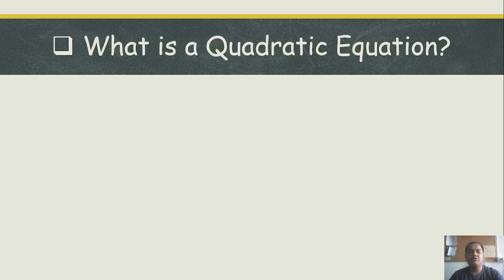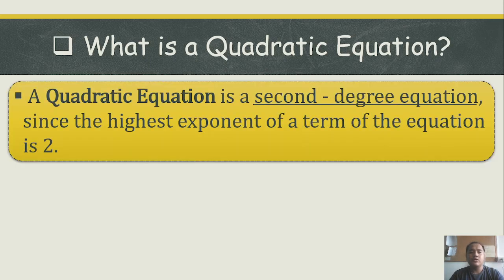So, balik tayo. Ano ba si quadratic equation? So, quadratic equation is a second degree equation. Ano bang ibig sabihin ng second degree equation? Since the highest exponent of a term of the equation is 2, it means yung exponent ng variable, yung pwedeng maging highest exponent lang is 2. So, pwede siyang maging 1, pwede siyang maging 2, or wala siyang exponent. Pero pag mas larger siya or higher siya sa 2, hindi na siya mako-considered as a quadratic equation.